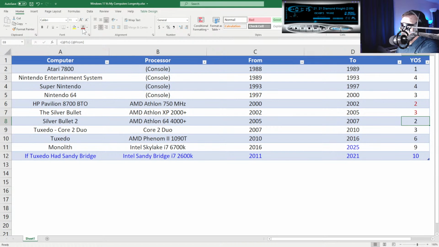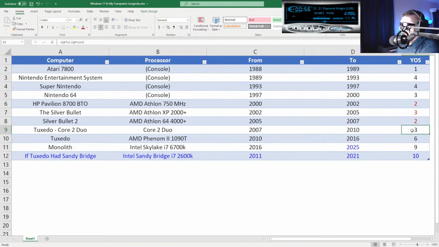Silver Bullet 2, the 2005 system, didn't actually die of anything, but prices for RAM got through the roof. So I went to upgrade the RAM. I was like, I think I'd rather just build a new system instead of continuing to try and upgrade this one.